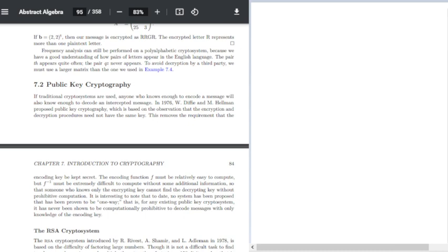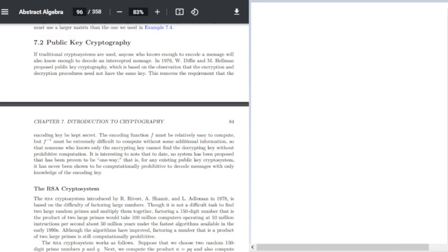7.2. Public key cryptography. If traditional cryptosystems are used, anyone who knows enough to encode a message will also know enough to decode and intercept a message. In 1976, W. Diffie and M. Hellman proposed public key cryptography, which is based on the observation that the encryption and decryption procedures need not have the same key. This removes the requirement that the encoding key must be kept secret.